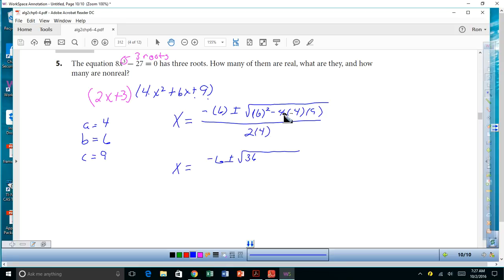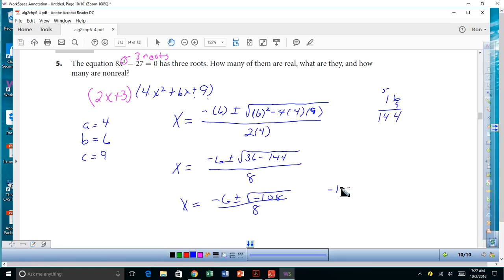4 times 4 is 16. 16 times 9 is 144. Minus 144, over 2 times 4 is 8. Well, what is that? That's going to give us a negative in here, right? Negative 144. So we've got x equals negative 6 plus or minus the square root of negative 108 over 8.